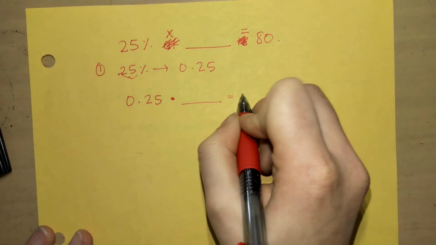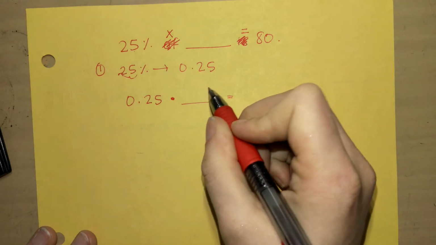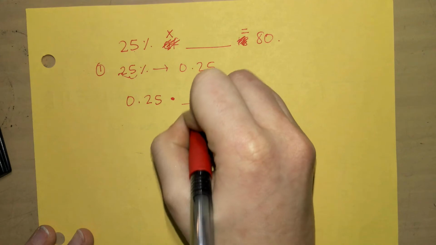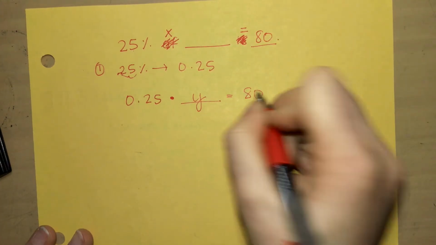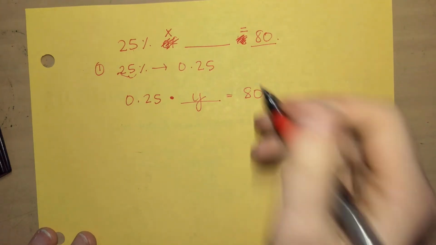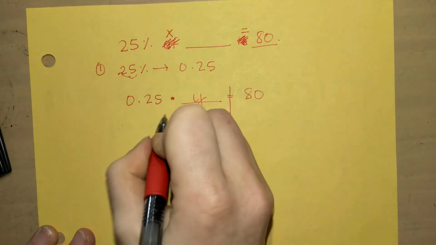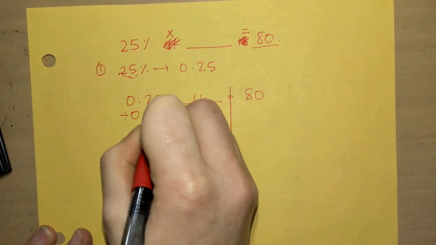Well, since we don't know what our blank is, that means we are going to use our variable, okay? Any variable you want, I'm going to use y, okay? And then it equals 80, okay? Now we're just ready to do our inverse operations and go ahead and solve for it. Draw your line, okay? What's the inverse of multiplication? Well, it's division, so I'm going to divide both sides by 0.25.